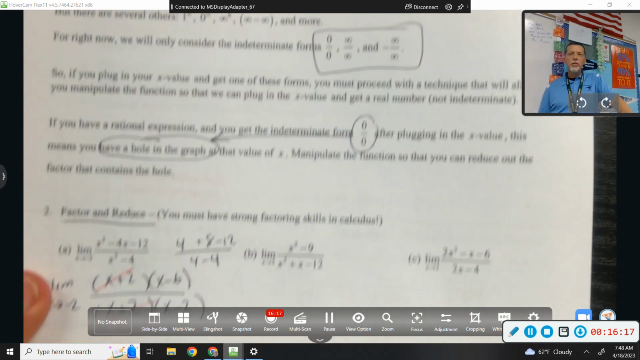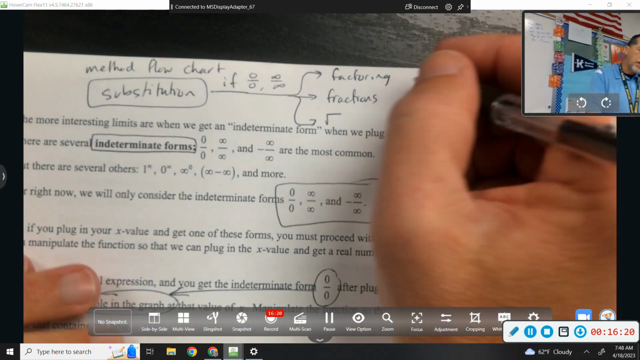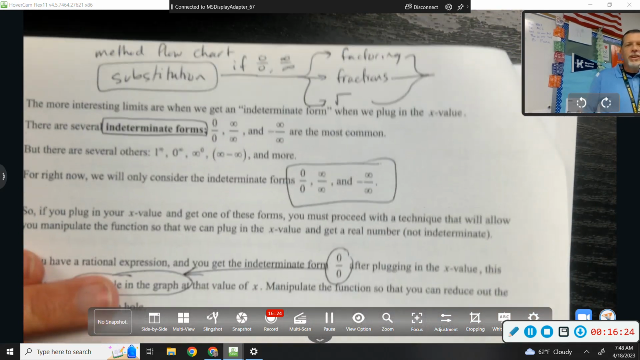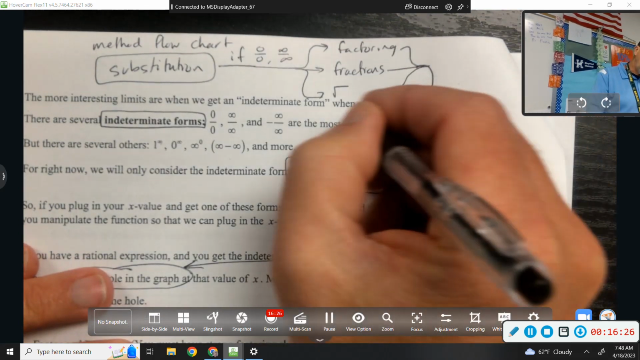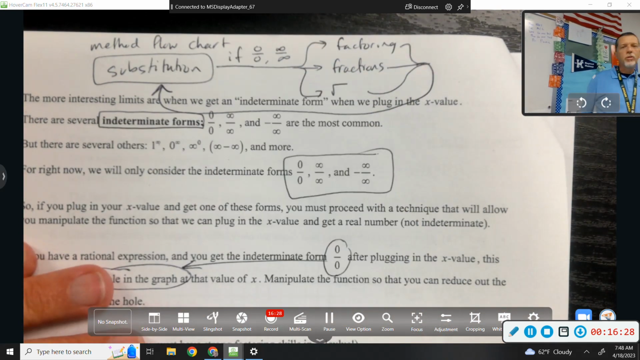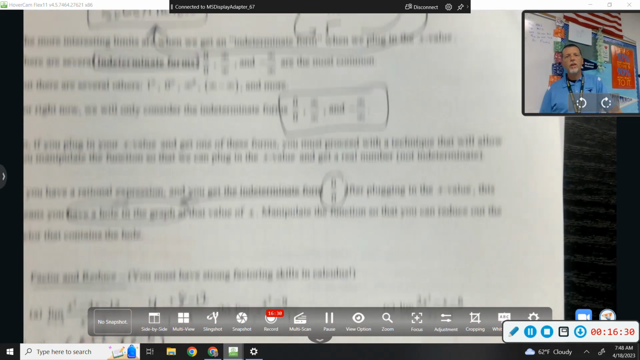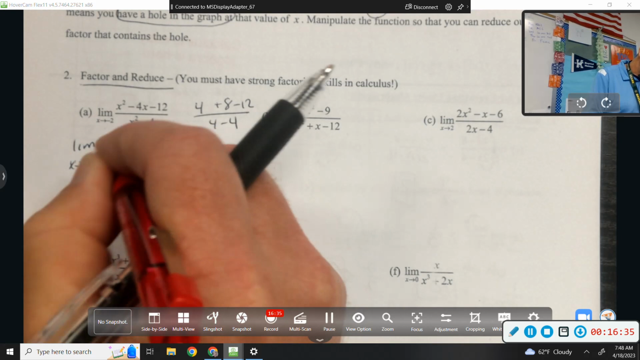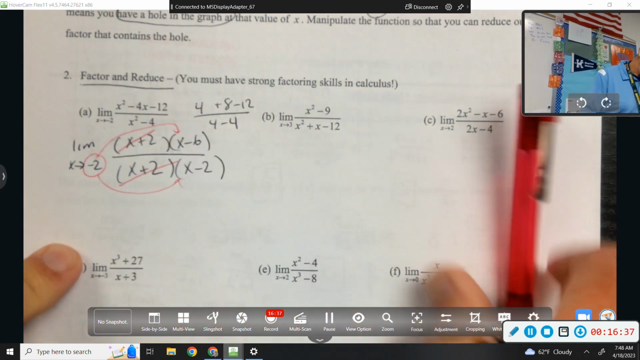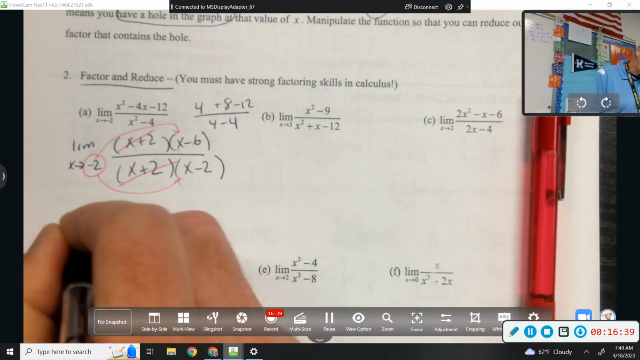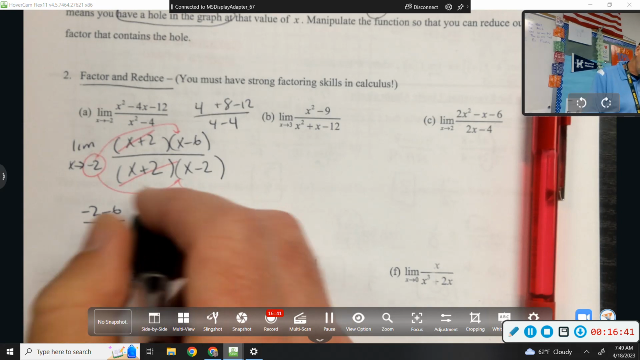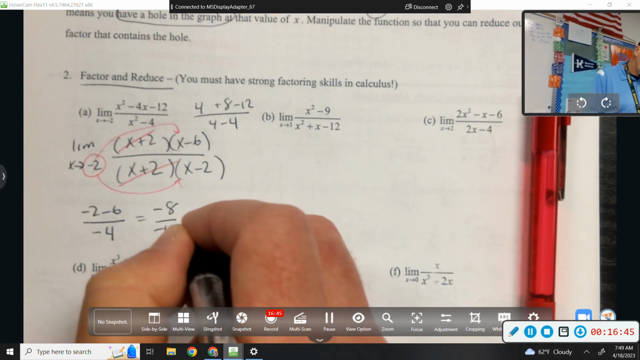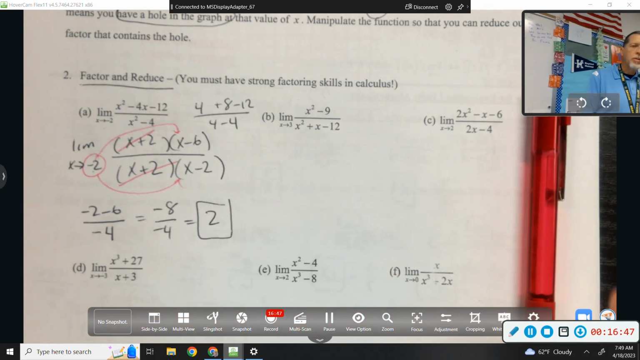And then we do substitution again. Probably should have put this up at the... So after we try one of our methods, we loop back around and try substitution again. So now let's plug in negative 2. Negative 2 minus 6 is negative 8. Negative 2 minus 2 is negative 4. So my answer is 2.